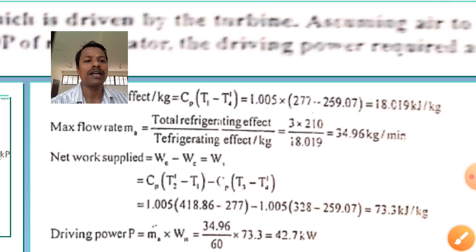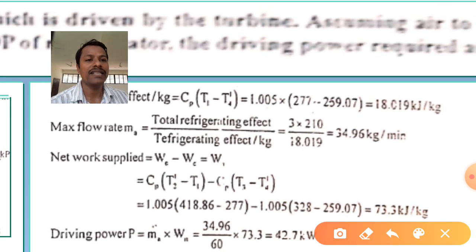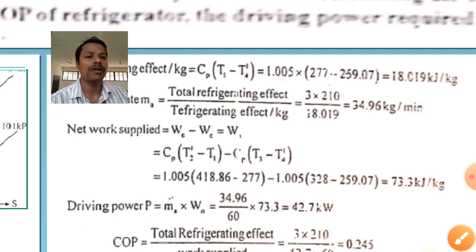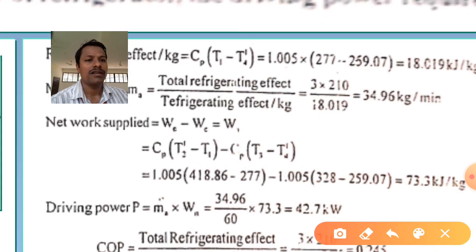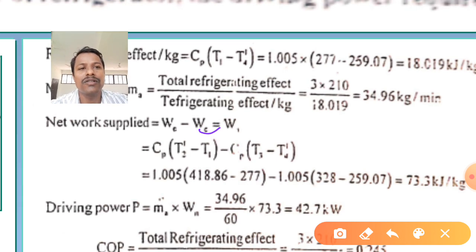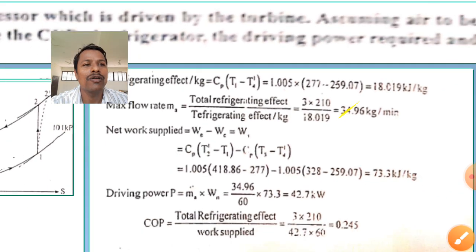Now, the network developed, as we discussed for the theoretical cycle, is compressor work minus expander work, which is also turbine work. Now we can calculate Cp into T2 dash minus T1. Here I am considering the compressor work for the network, because he has mentioned compressor efficiency and turbine efficiency. Therefore, the compressor work is Cp into T2 dash minus T1, because here the compressor work is h2 dash minus h1. I will let you know from the TS diagram.